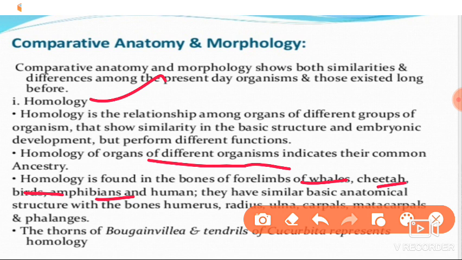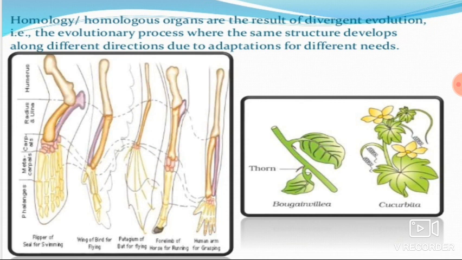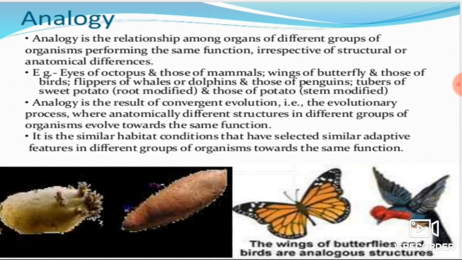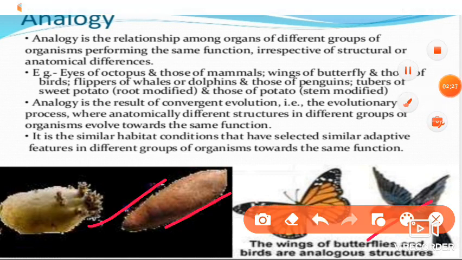Examples for homologous organs: you can take the brain and heart of vertebrates, and along with that the thorns of Bougainvillea and tendrils of Cucurbita. These are also examples for homologous organs. Moving to the next, analogous organs. Here the definition is: the structure is different but the function is the same, and analogous organs are the example for convergent evolution.